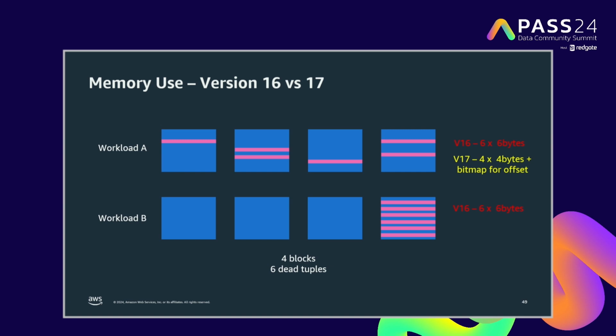In workload A, version 17 needs 4 blocks times 4 bytes plus some space for the bitmap, right? But if you got workload B, now it only needs 1 times 4, right? Plus the offset. So it's going to be much cheaper. So where you're going to see the benefit for 17 is if you can keep where you modify the blocks down to a narrower range.